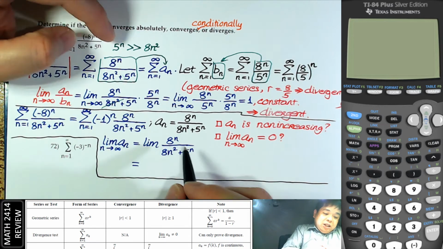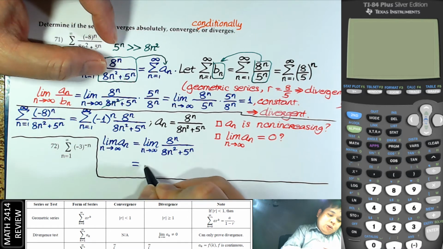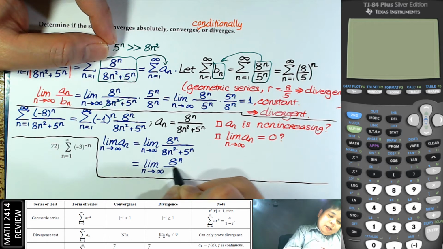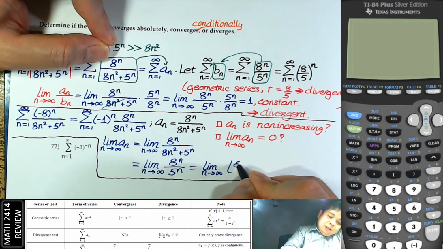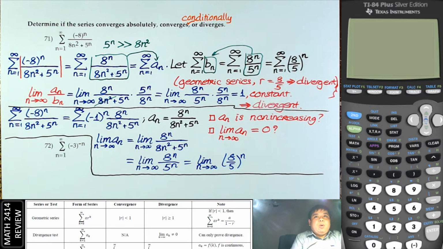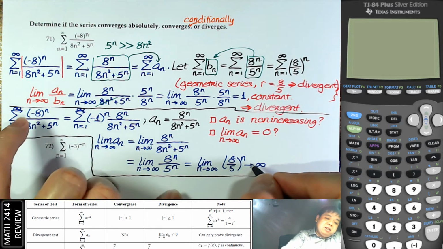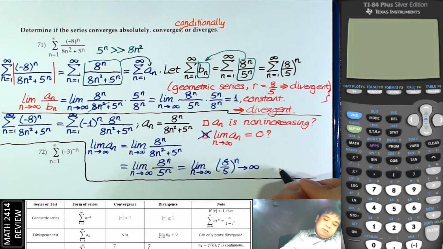Right, so once again 5 to the n goes faster to infinity than 8n squared, so we just say it. And we put both of them under power of n. 8 divided by 5 is 1.6. 1.6 raised to some power. So that number just keeps getting bigger and bigger. So this will go to infinity. So that means this fails. And so we say the series diverges.